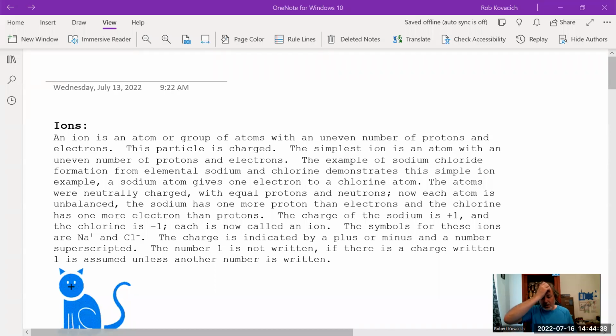This video today is going to be on ions and oxidation numbers, as well as polyatomic ions. So first off, what's an ion? Let's start with what an atom is.